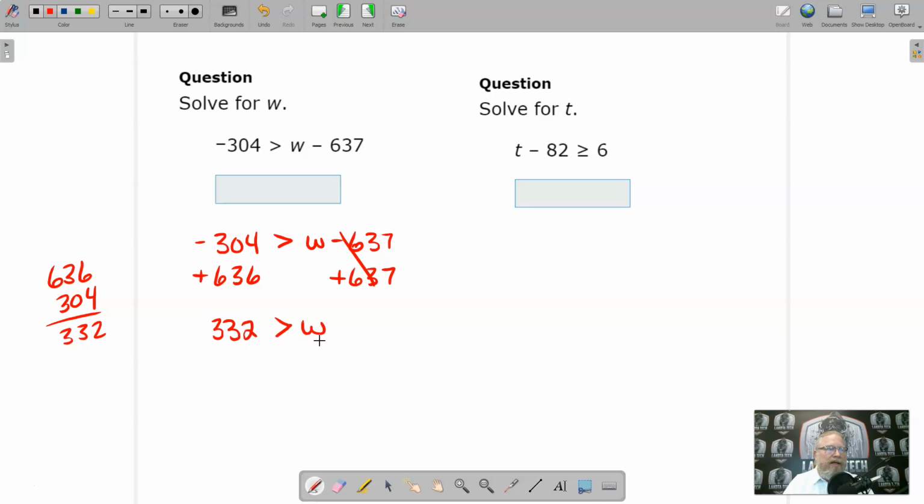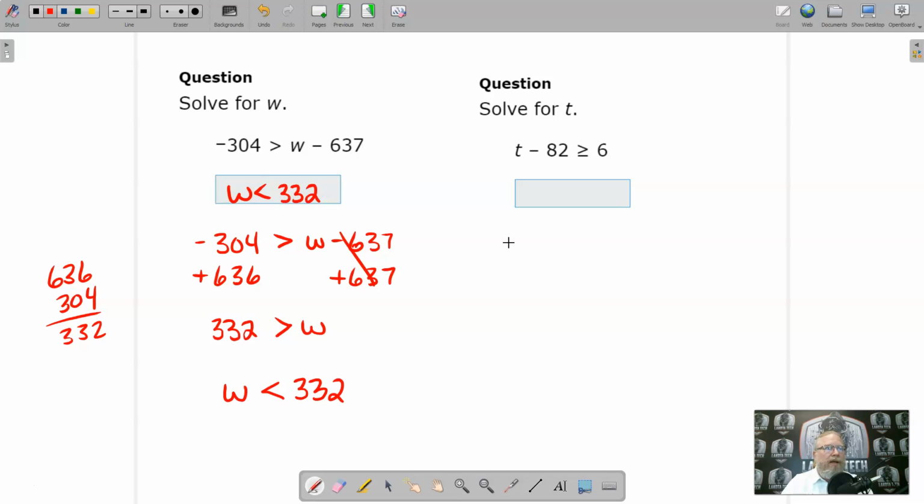But actually, especially if we were graphing these solutions, we will want the W over on the left and the 332 on the right. But if we're going to switch them, then we also need to switch the sign. A couple ways you could look at it is either if you're going to flip it, then flip the sign, or if it's pointing at the W, now it's pointing at the W still. So W is less than 332.